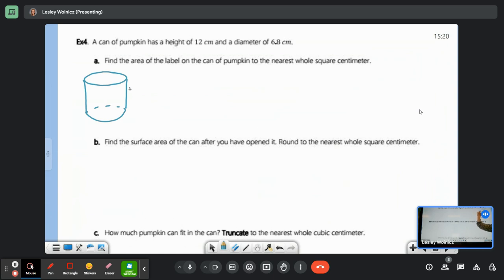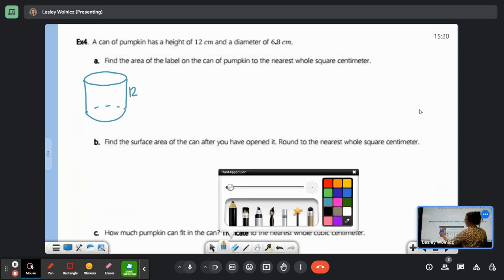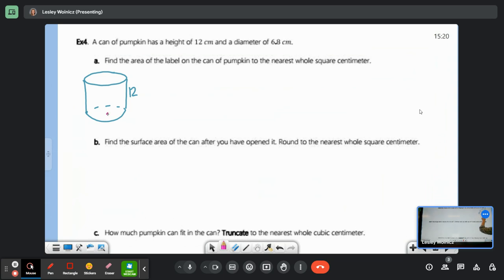Okay, so the height is 12 and the diameter has to go through the center of the base. Ooh, that was a little crooked. If the diameter is 6.8, what is my radius? 3.4 is my radius.